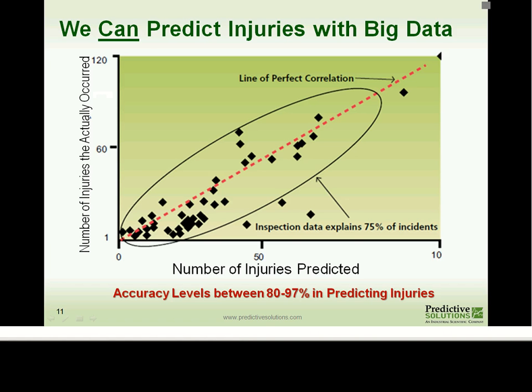So we took all of our information, and if you look at this graph, this straight red line would be a perfect correlation. We took a portion of the data, we created the model, and essentially we tested it on the other half of the data. Actually, it was a little bit less, but anyway, the correlation that we got had accuracy between 80 and 97%. Now, correlation is not causation, but this is definitely a good way of looking at it: if we start looking at our data, we can actually predict where incidents may happen.